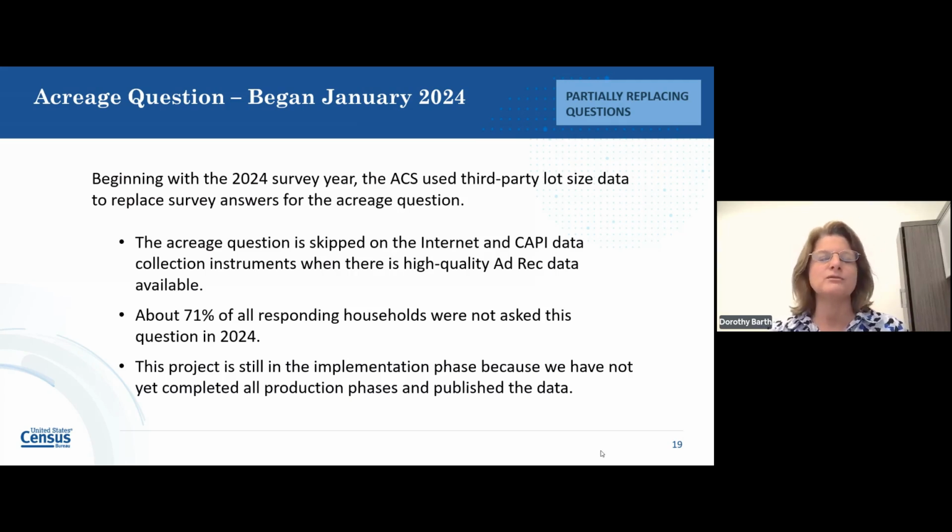So there are cases where we made business rules, we looked at an error and we're like, probably this isn't the best county to use this data for. So we made it so that we won't use the data unless it's high quality and we really trust it. About 71% of all responding households in 2024 did not have to answer the acreage question. So maybe it's not big, but it's a start. This project is still in the implementation phase because we haven't published the 2024 data yet.